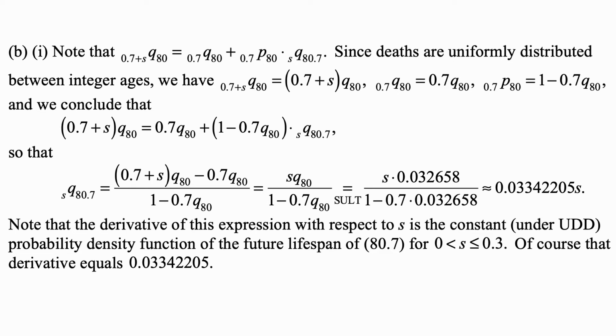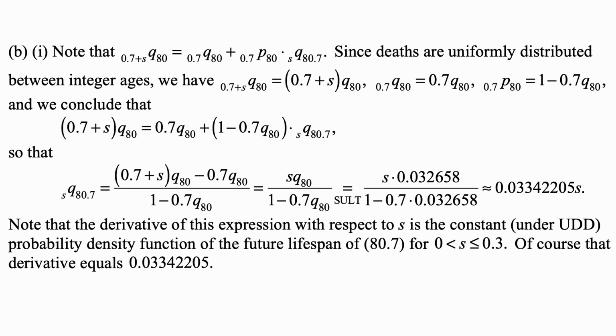So we conclude that 0.7 plus s q 80 is equal to 0.7 q 80 plus 1 minus 0.7 q 80 times s q 80.7. Well, we're looking for this s q 80.7, so we solve for it, and s q 80.7 is equal to 0.7 plus s times q 80 minus 0.7 q 80 over 1 minus 0.7 q 80.